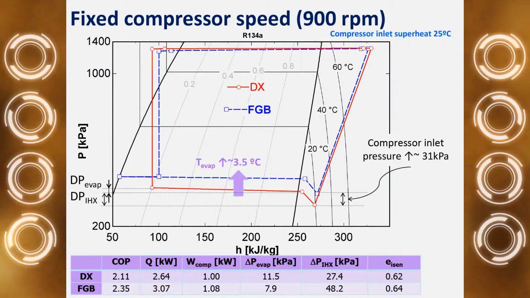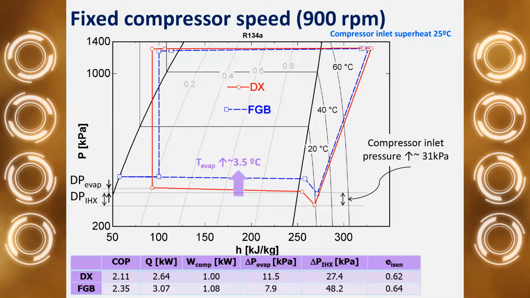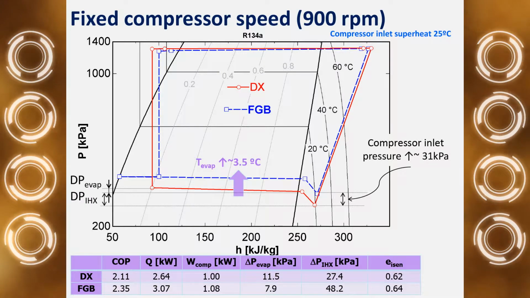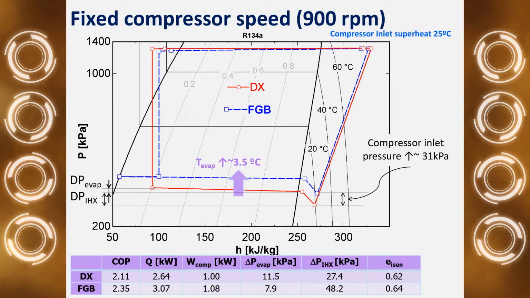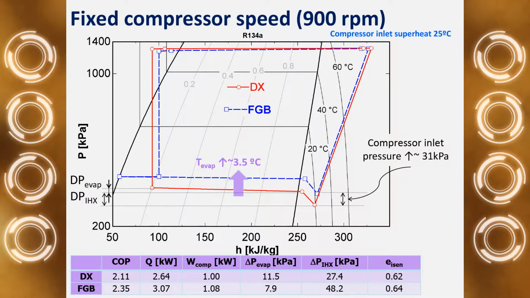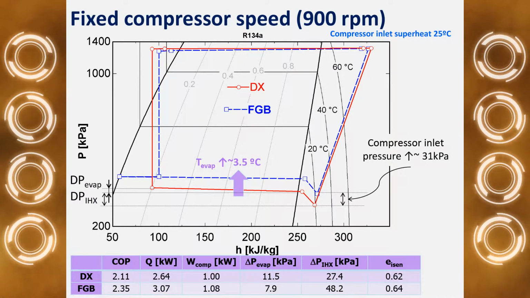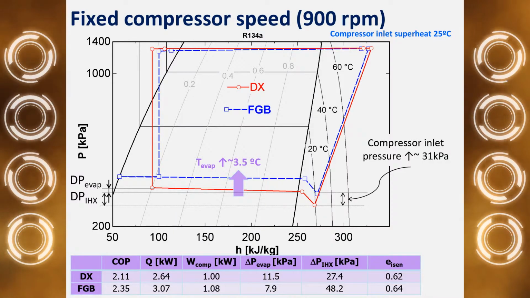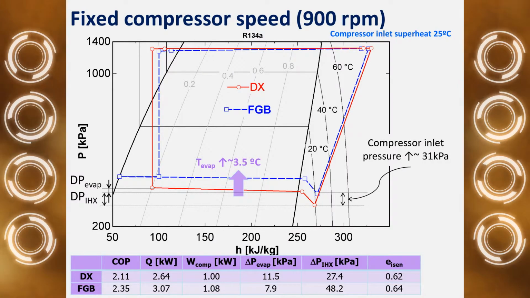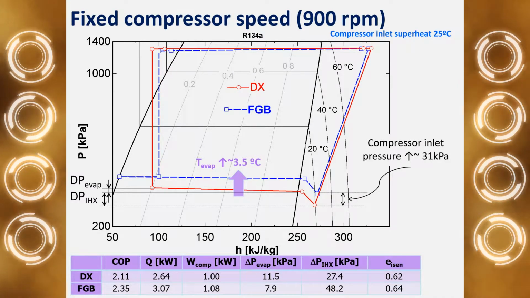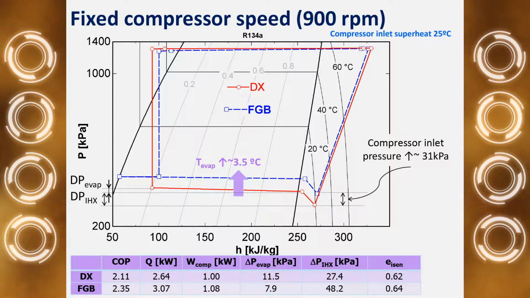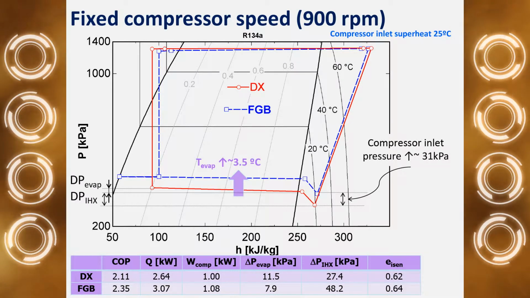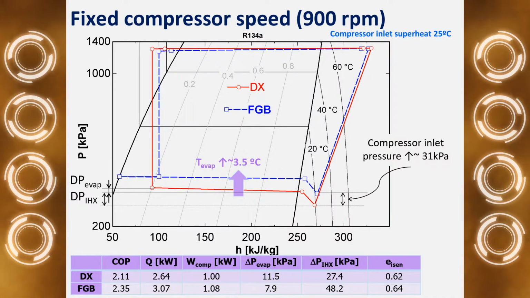Okay, then we were trying to keep the same capacity in both modes, in FGB and DX mode, and when we were doing that, we noticed that the DX system compressor was running at 900 RPM, and in FGB mode, the compressor was running only at around 500 RPM. And also later, you can see that in different conditions of compressor inlet superheat, we were running DX at 1600 RPM, while in FGB mode we were running the compressor at only 700 RPM.